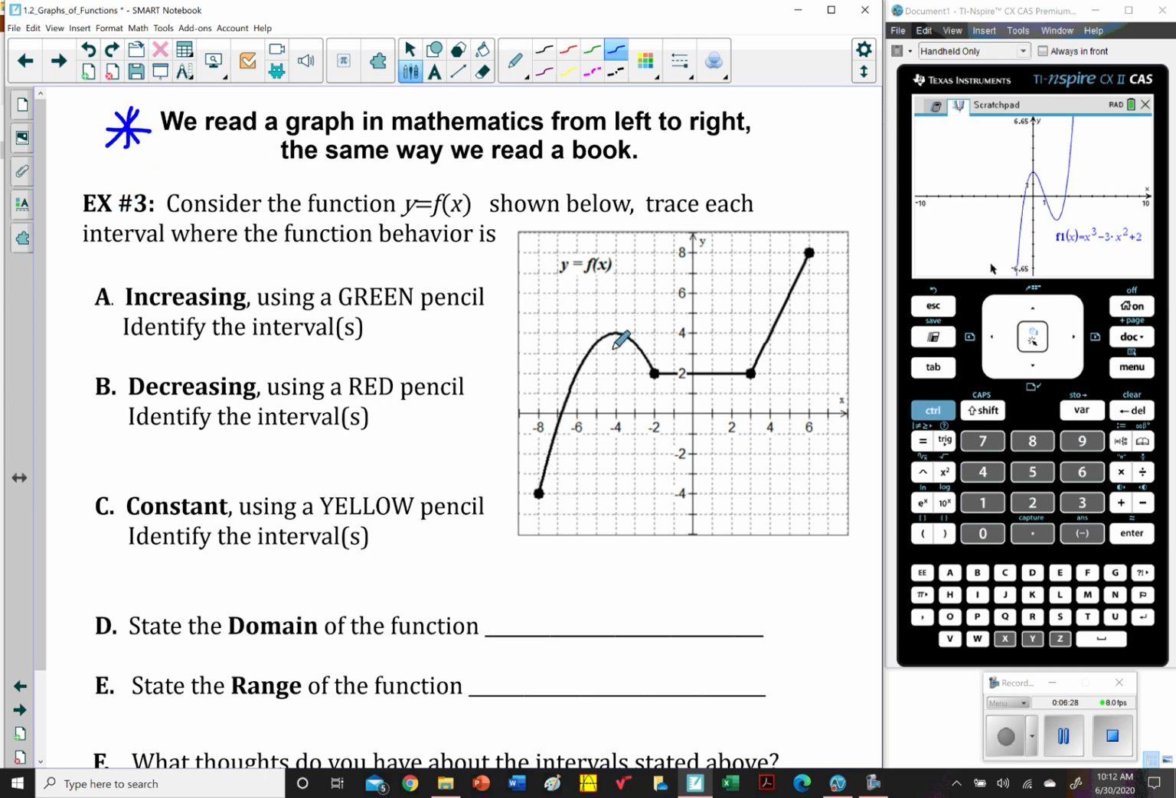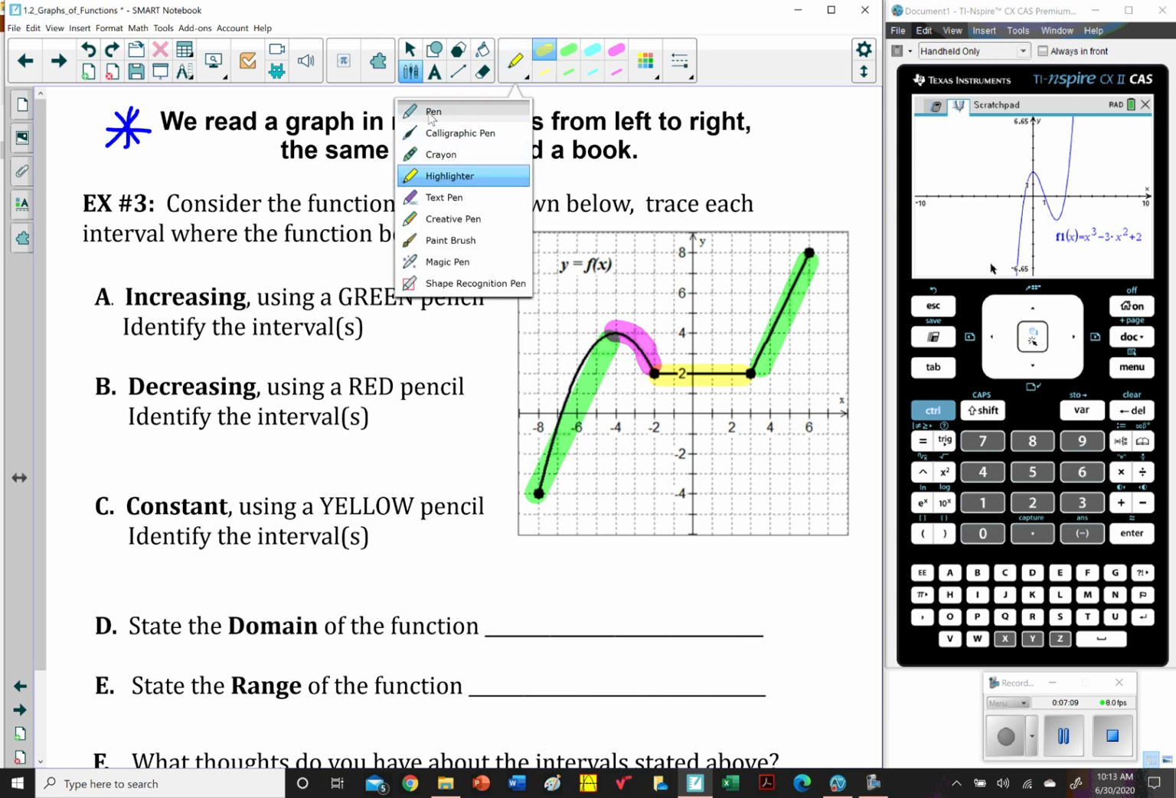So look at the graph f of x, and we want to trace the interval where the function behavior is increasing using a green pencil. So the graph is increasing, the y values are increasing there, and they're increasing here. And then decreasing using a red pencil. We'll call that pink. So decreasing is right in there. And then constant using a yellow pencil. So constant would be here.